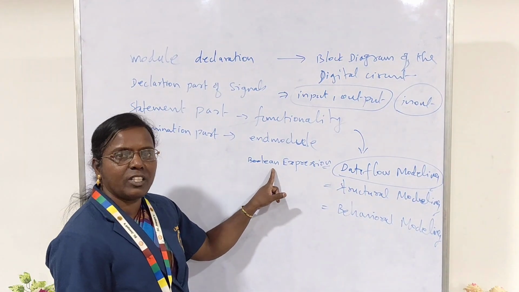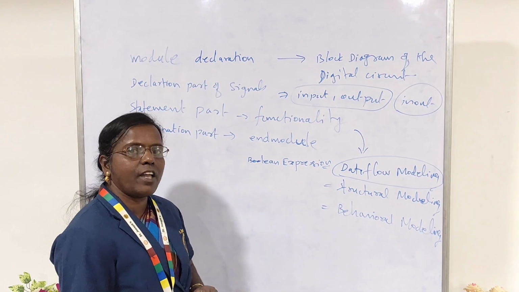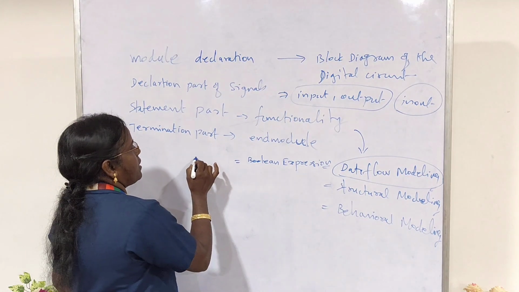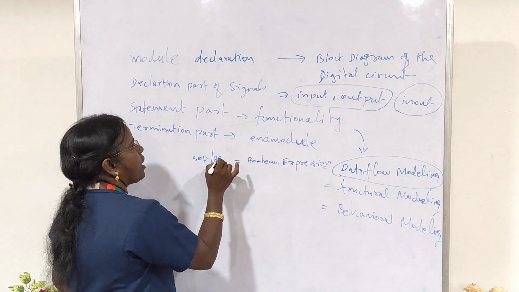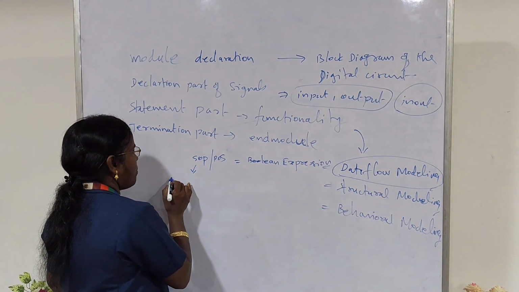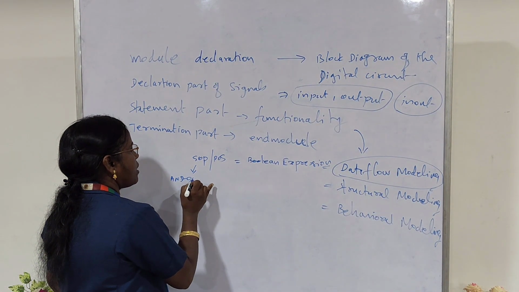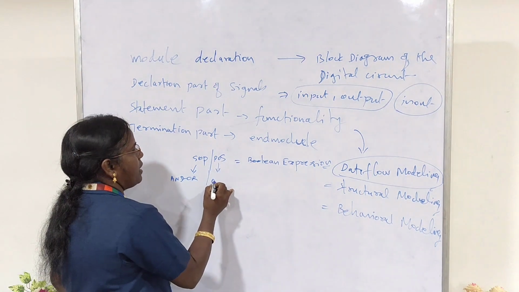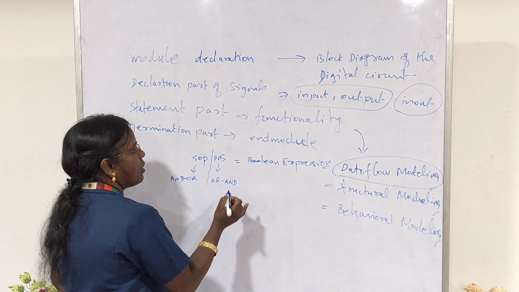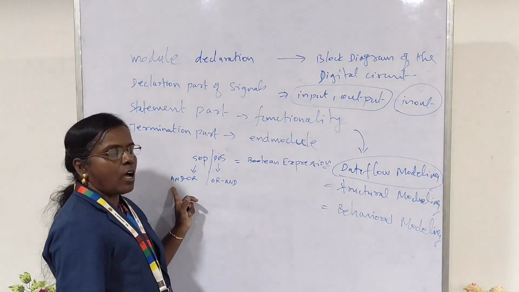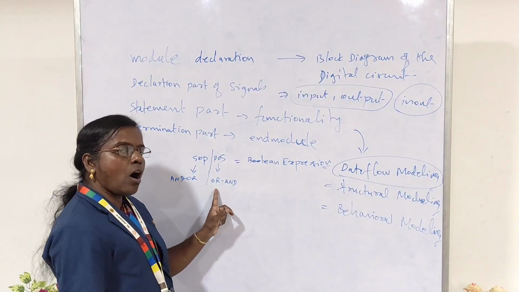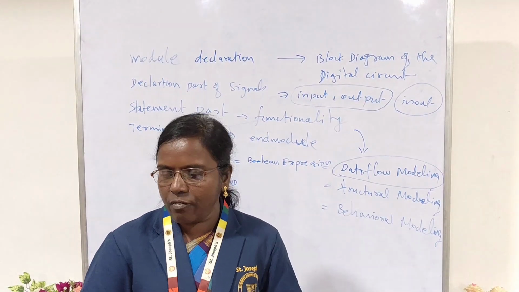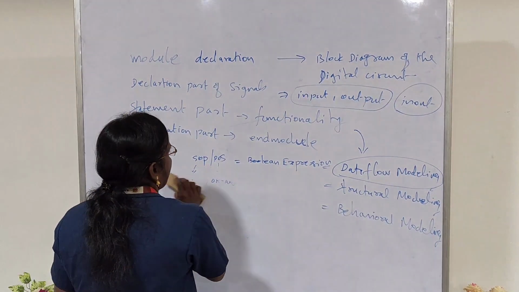This is one way of describing the functionality of the digital circuit. Another way: the Boolean expression can be expressed as a sum of product function or product of sum function. The sum of product function can be implemented by using an AND-OR network, and the POS, product of sum function, can be implemented as an OR-AND network. This combination of AND and OR logic gates, or OR and AND logic gates, can be constructed as a logic diagram. The Boolean function can be implemented as a logic diagram.